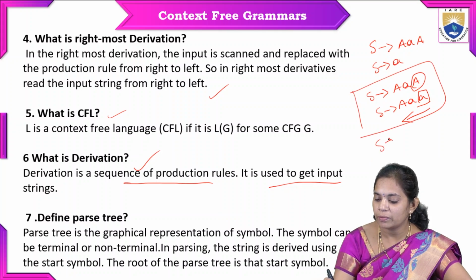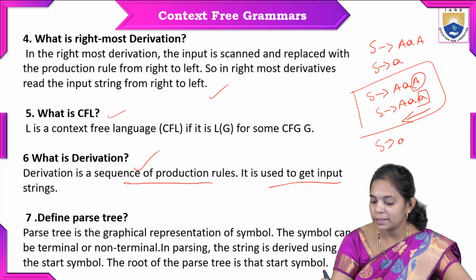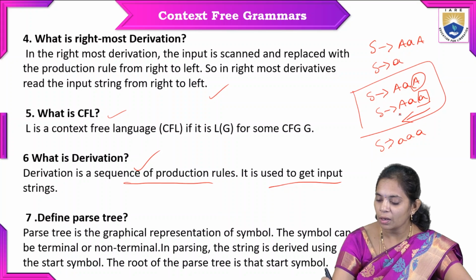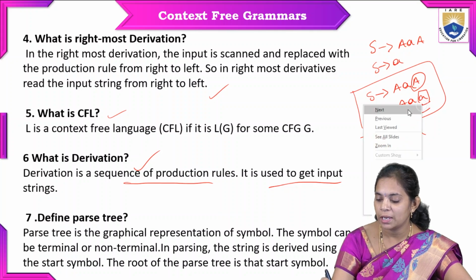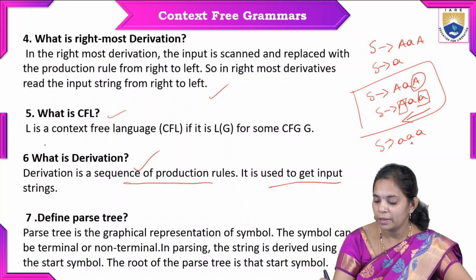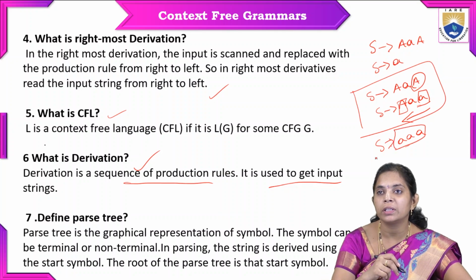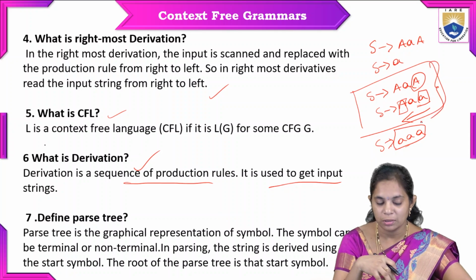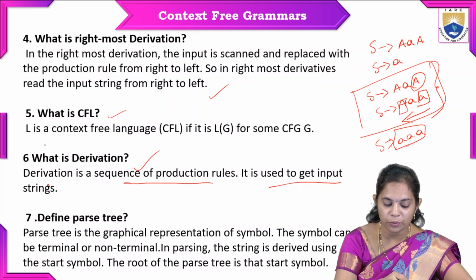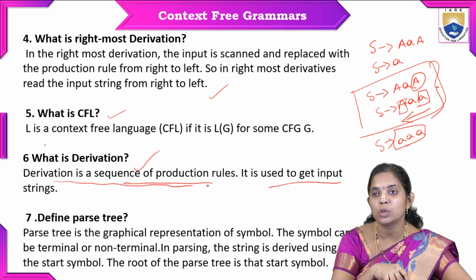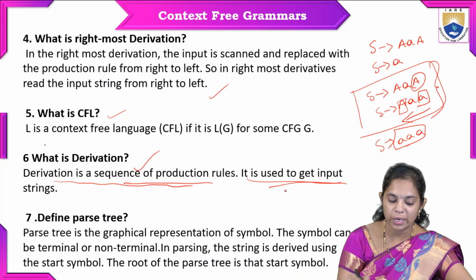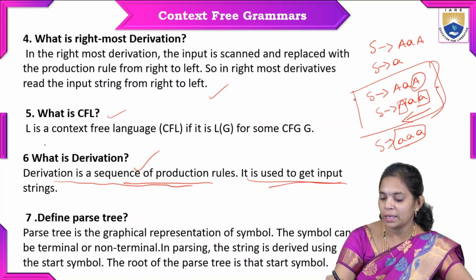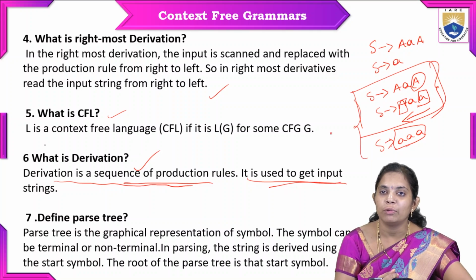If you substitute from right to left, we'll get the string like this. After this A is replaced, and the non-terminal we are going to replace, so that we finally got the string. So this entire process is named as a derivation. Derivation is a sequence of production rules used to get the input string.